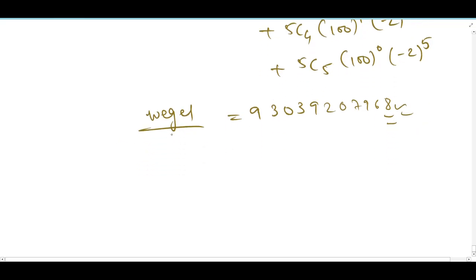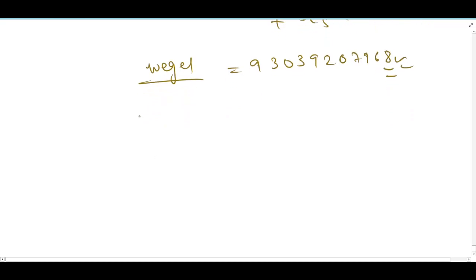So there are some important points before using binomial expansion.